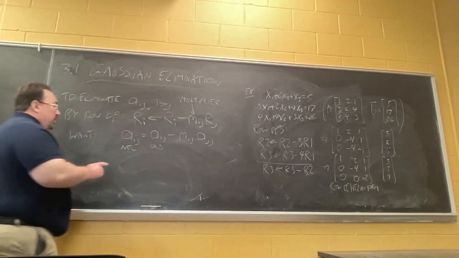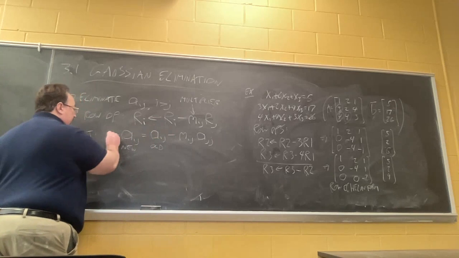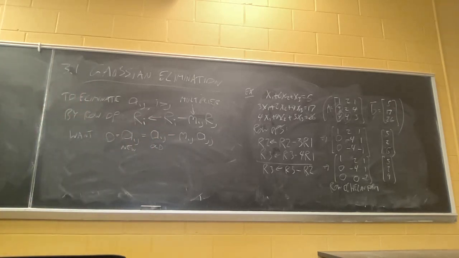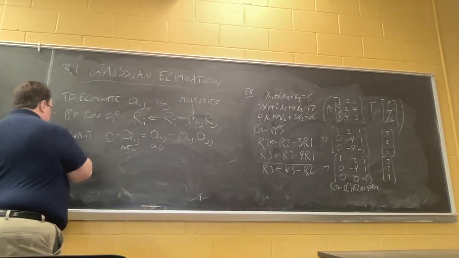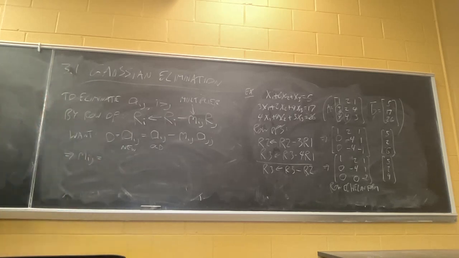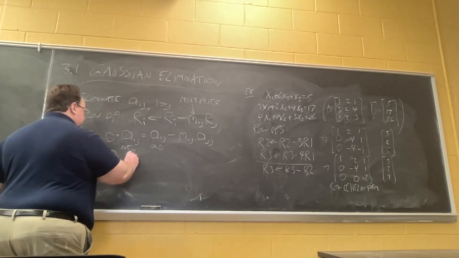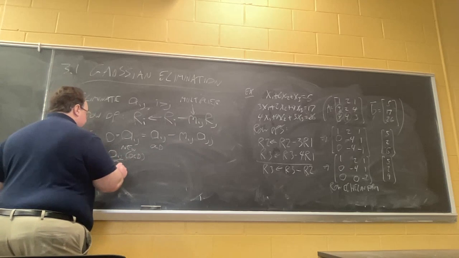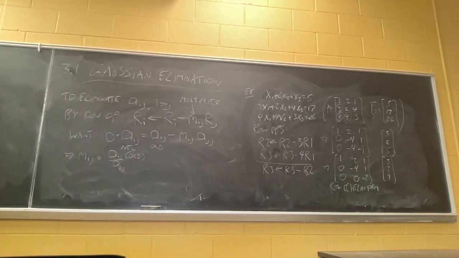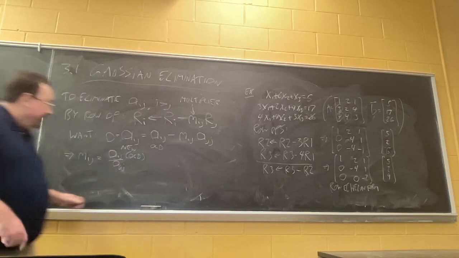And once we perform this row operation, we want the new a_ij to be zero. So what's m_ij? That will carry that out. We can solve for it. So the entry you're trying to eliminate divided by the diagonal entry in that same column. So that's how we get the multipliers. And once we use that multiplier on A, we use the same multiplier on b, because of course we have to perform the same row operation on both sides of the system of equations.